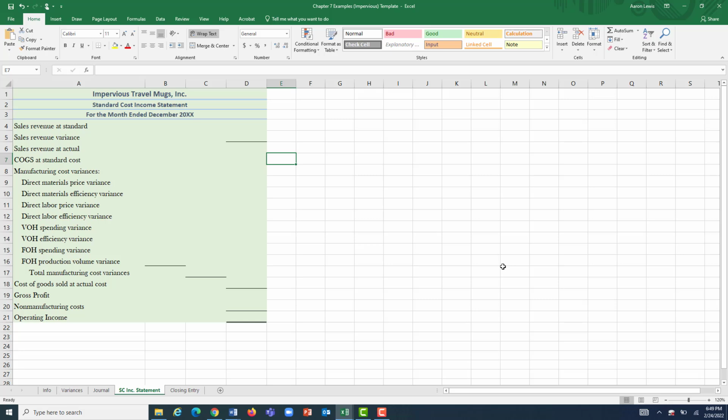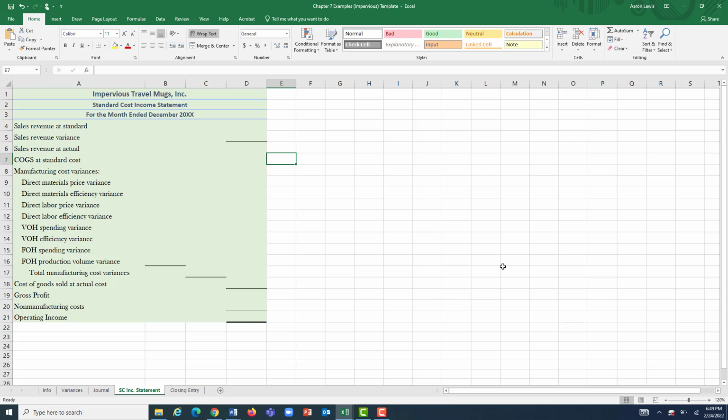At this point, Impervious Travel Mugs has gone through, they've calculated all their variances, they've booked them in their journal using a standard costing system, made temporary accounts for all of those variances, etc. Well, that's information that managers are going to want to know about so they can help make managerial decisions to make Impervious the best company they can possibly be.